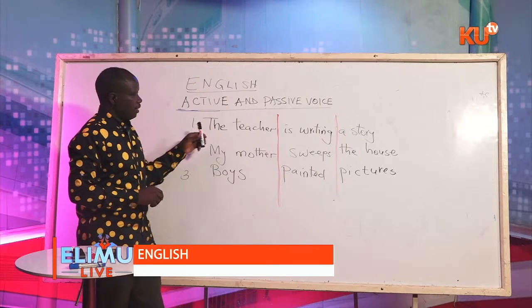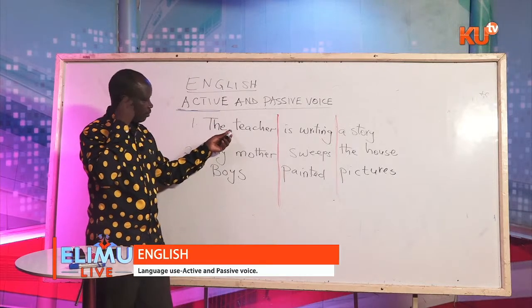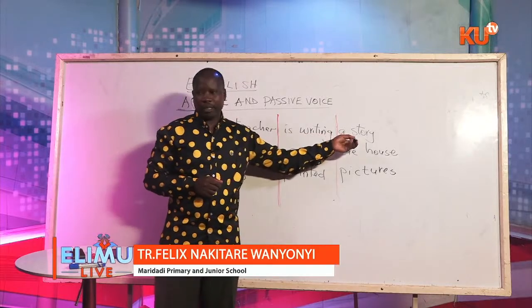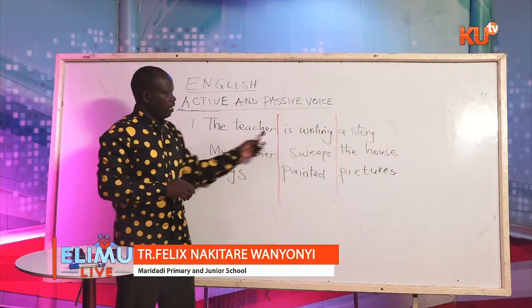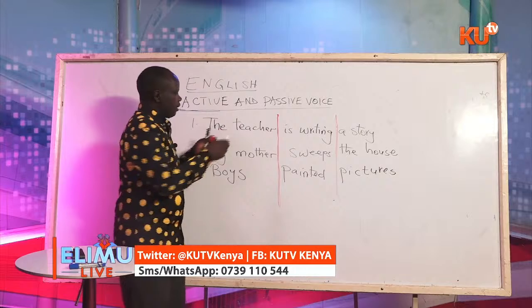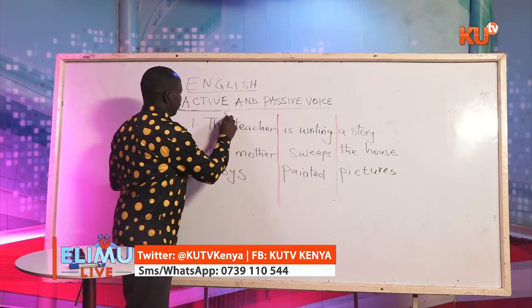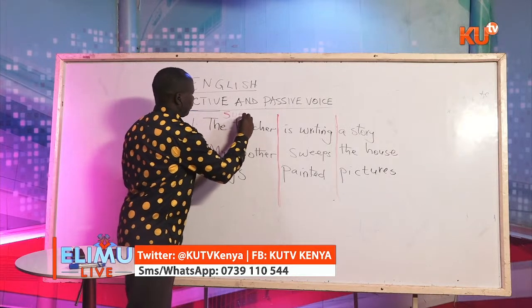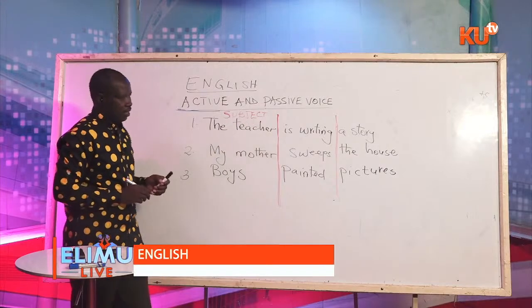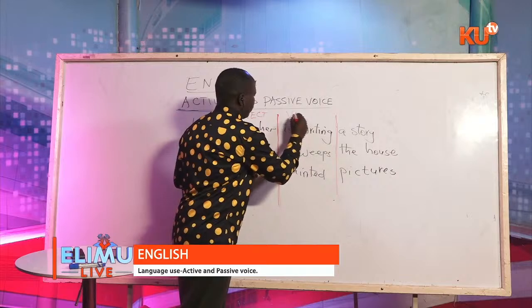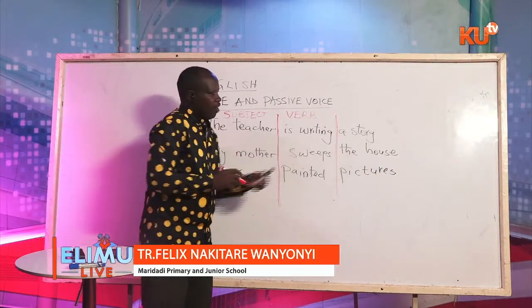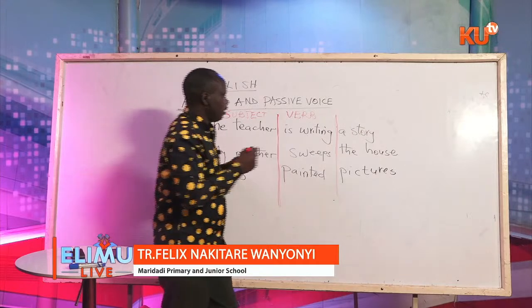So each of our sentences is divided into 3 parts. The doer, that's the first noun, the doer of the action, the action itself or a verb, and the object, which is the receiver. So these are the 3 main parts that you must know in our sentence. The doer of the action is referred to as the subject. Then the action in our sentence is the verb, and the receiver of the action is the object.